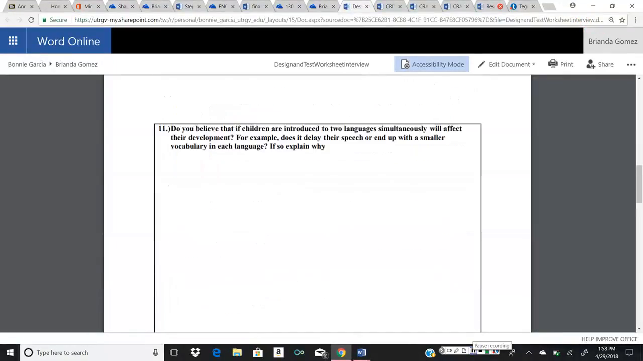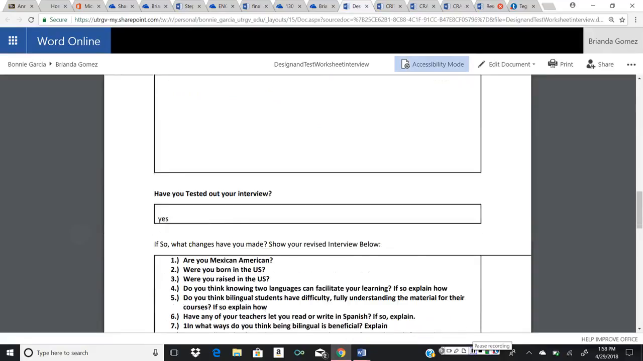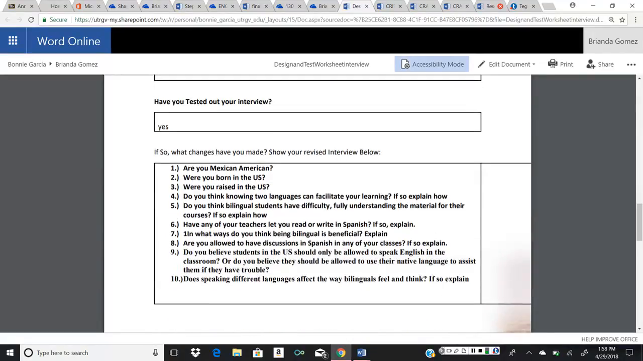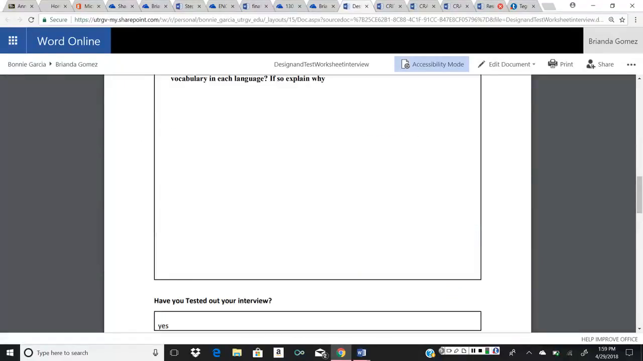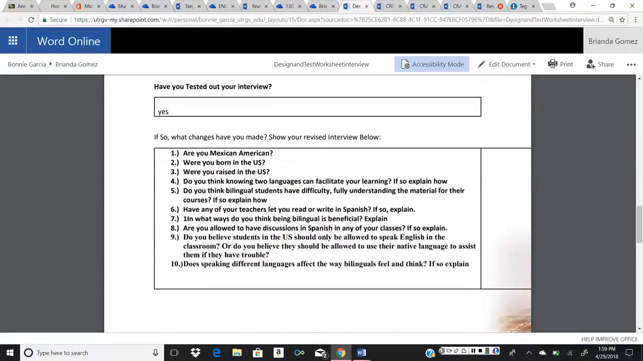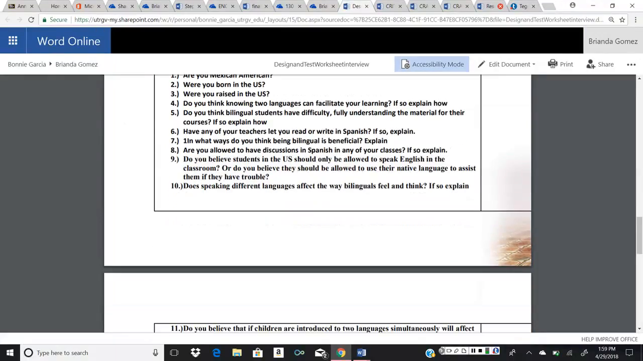I first had to test the interviews, and then I changed the question, because before I had, are you bilingual? If so, what language? But I wanted to ask exactly what I wanted to hear, so I asked, are you Mexican American? Because that was my research question to begin with.